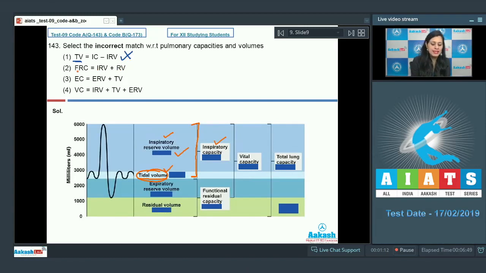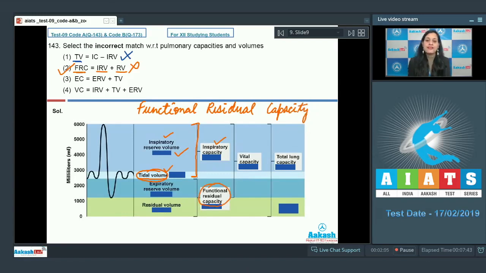The next option is FRC equals to IRV plus RV. And as it is an incorrect match, so this is a correct answer to our question because FRC, which represents functional residual capacity, is defined as the volume of air present in the lungs after normal expiration, and it is equivalent to expiratory reserve volume plus residual volume and not inspiratory reserve volume plus residual volume.